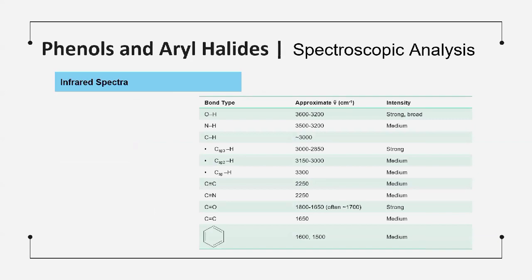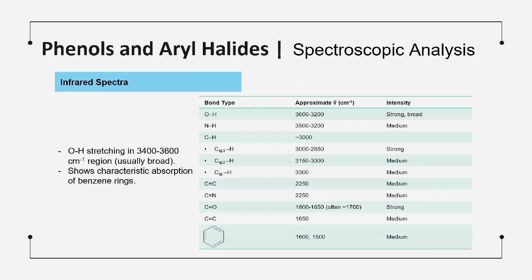Now, moving on to the spectroscopic analysis of both phenols and aryl halides for the infrared spectra. This is characterized by the OH stretching in the 3,400 to 3,600 region, which is the characteristic absorption of benzene rings.